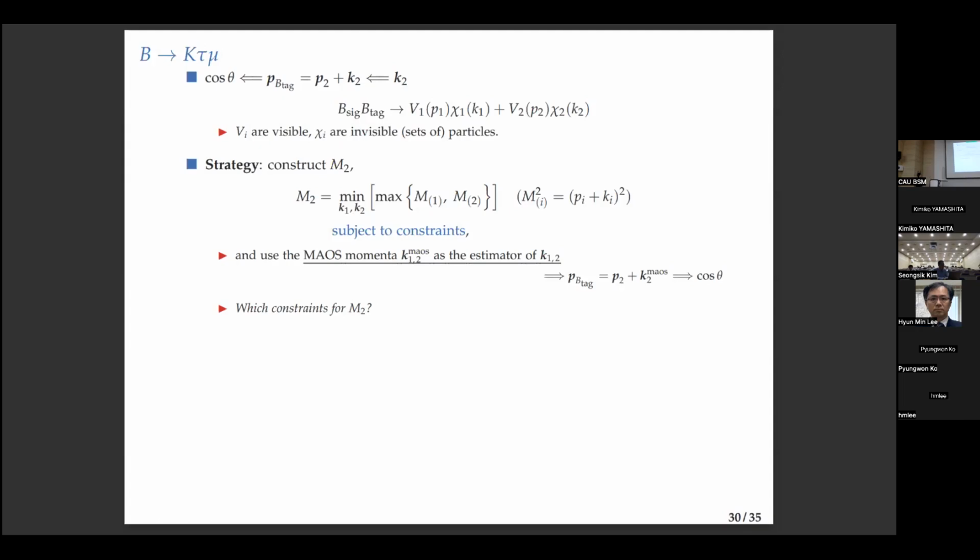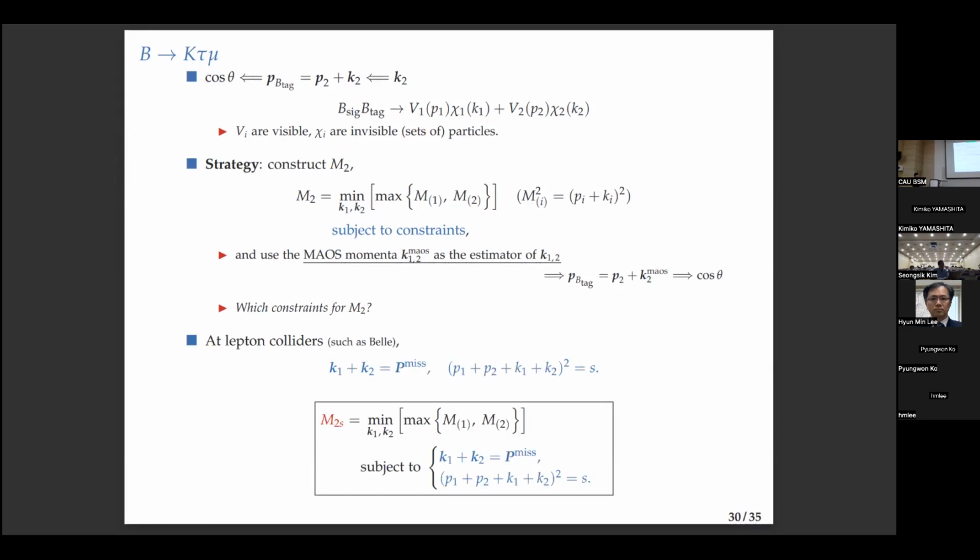So the strategy is the same. We construct the M2 dedicated to B meson events and use the M2 momenta as an estimator of the B. This way we can calculate. The question is, which constraints should we use to define this M2?